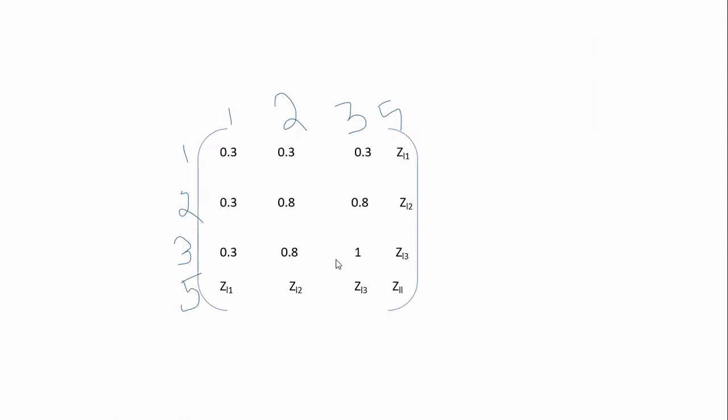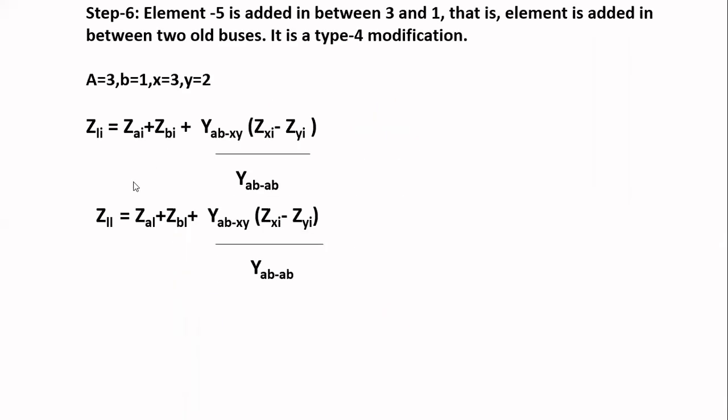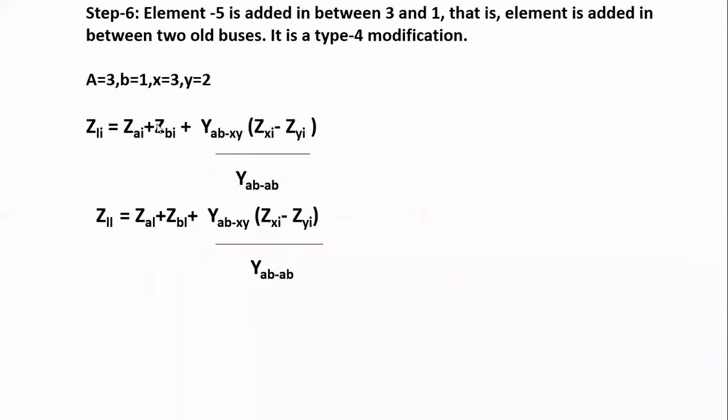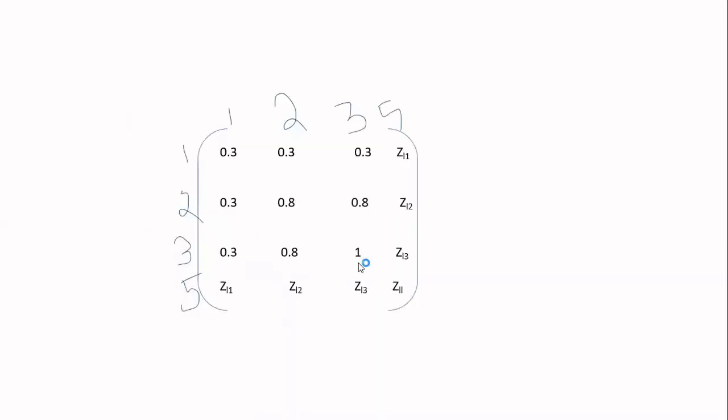This is the old matrix, which was obtained in the last step, that is step 5. Then by adding this link in the type 4 modification, this is the formula: Z1L, ZL1, ZL2, ZL3 and ZLL. We calculate these impedance values by using this formula.